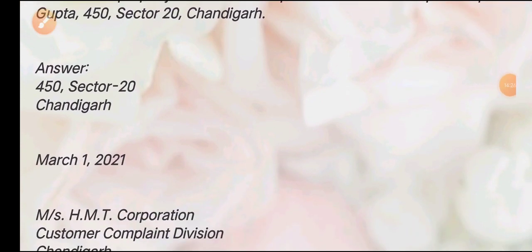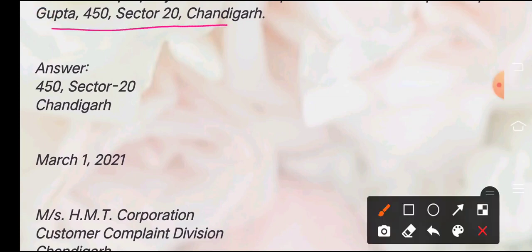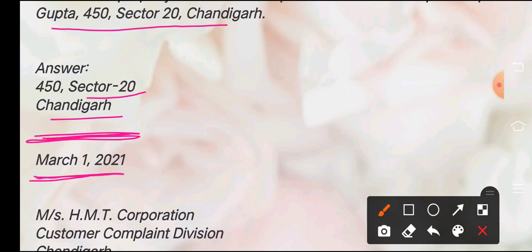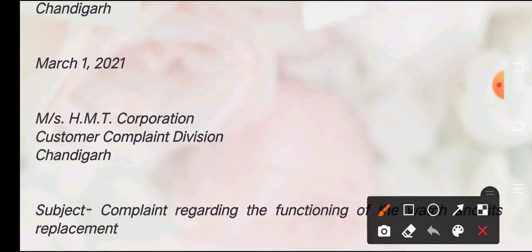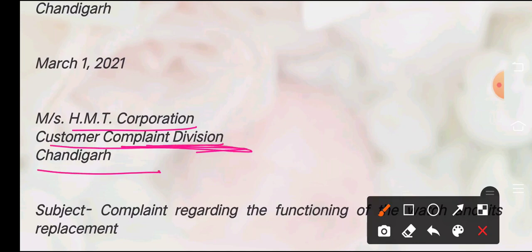So let's see. Your own address, meaning the sender's address, is given here: 450 Sector 20 Chandigarh. That same thing you use here. Again leave a space of one line and then the date. After writing the date, what do you have to do? The receiver's address. So what is the receiver's address? Mr. HMT Corporation, right? And Customer Complaint Division, Chandigarh. That is a particular department where we register complaints.